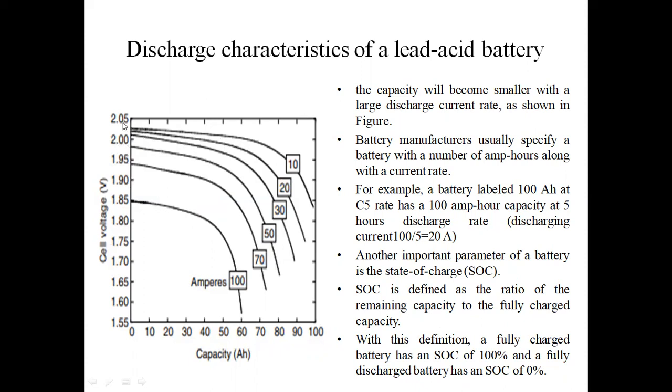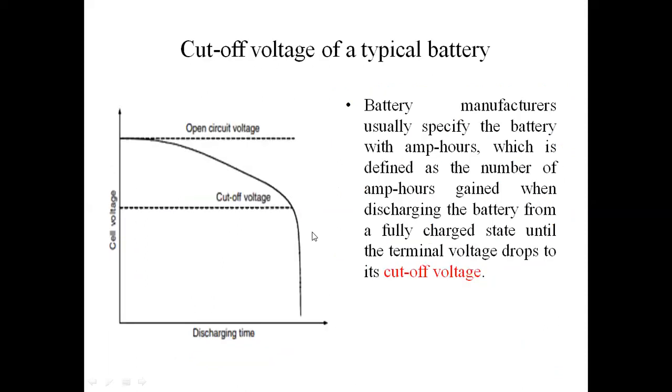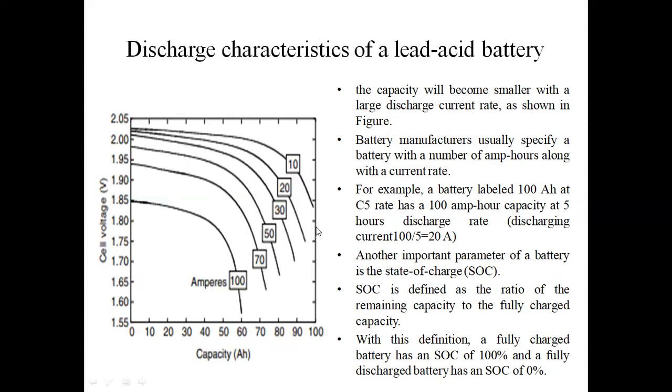Here showing, for example, the cell voltage is 2.2 to 2.05 volts. Okay, here with 10 amperes load, the discharging time will increase. If you have more load, 100 amperes, the discharging time is very less. The battery will discharge very quickly. This is the discharging characteristics. Compared to 100 amperes, a 70 amperes load is better. If you have less load, 10 amperes, the duration of discharging time is more.